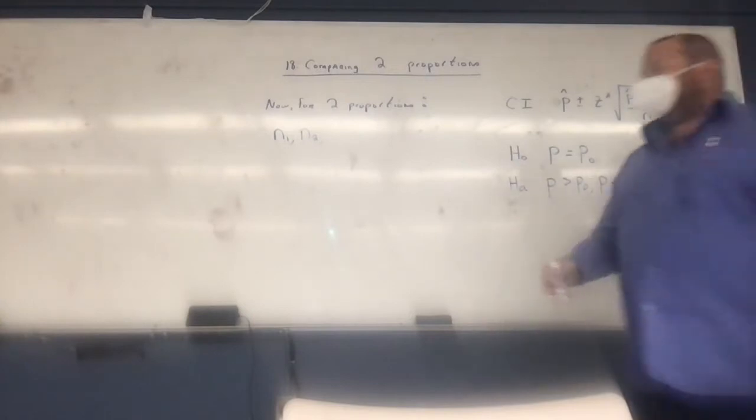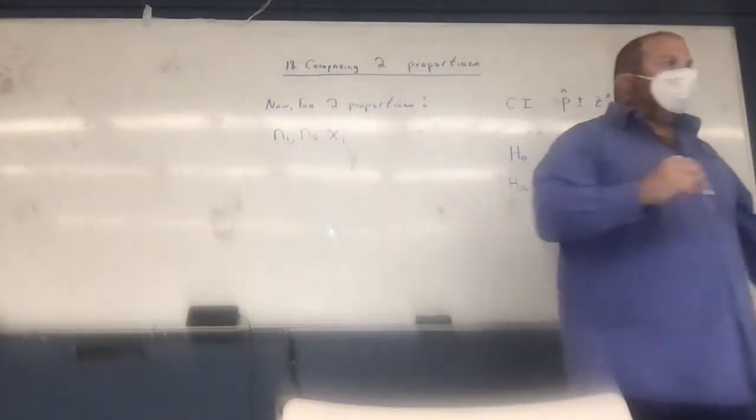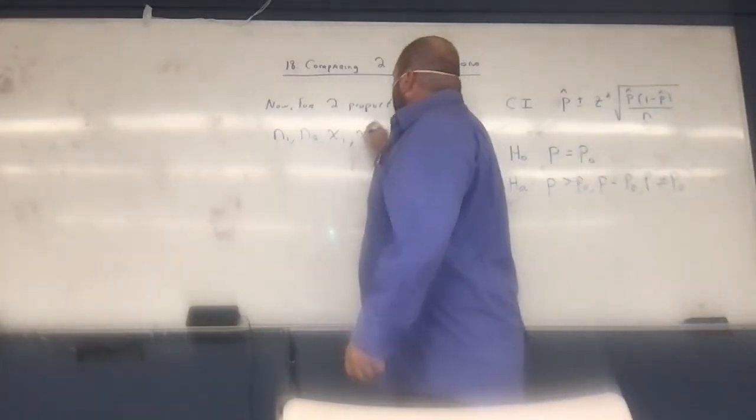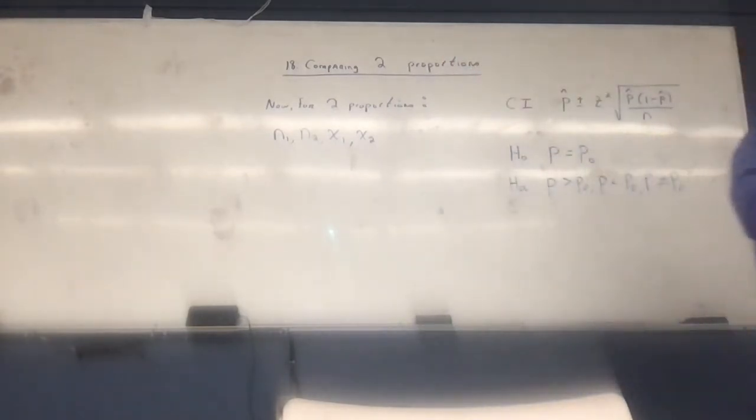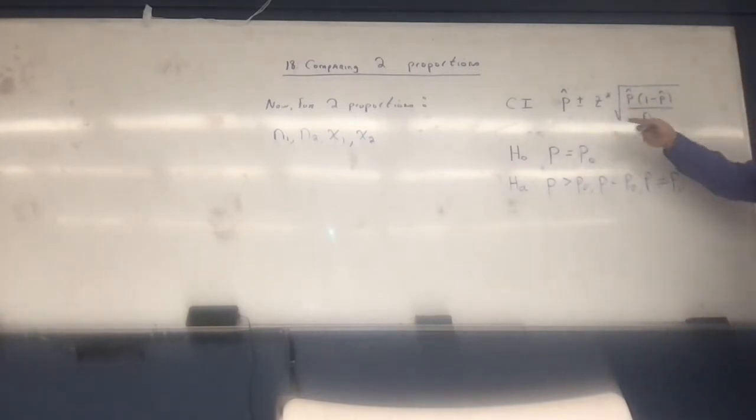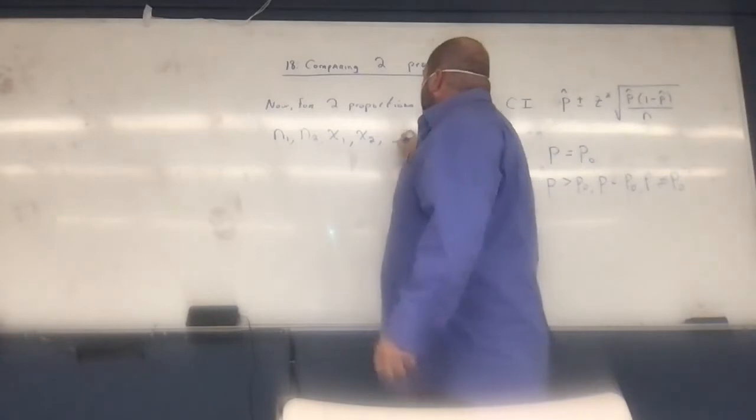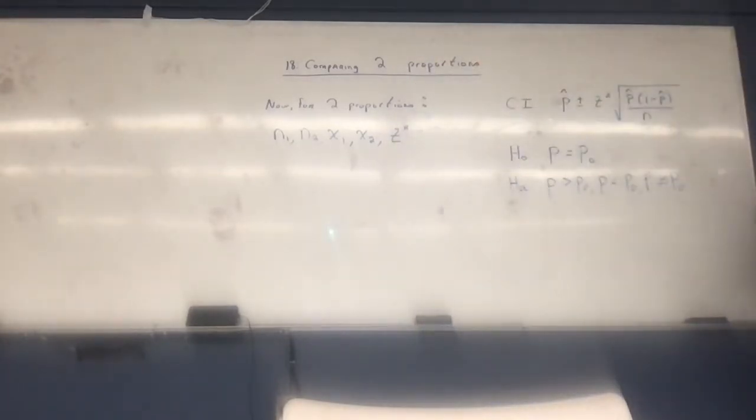The second sample size. I'm going to need X1, the first sample number of successes. I'm going to need X2, the number of successes in the second sample. What else did I need here for confidence intervals? I needed Z star, which ultimately comes from my confidence. So I'm still going to need my confidence level. I'm just going to use Z star here because Z star comes from the confidence. They're one and the same.